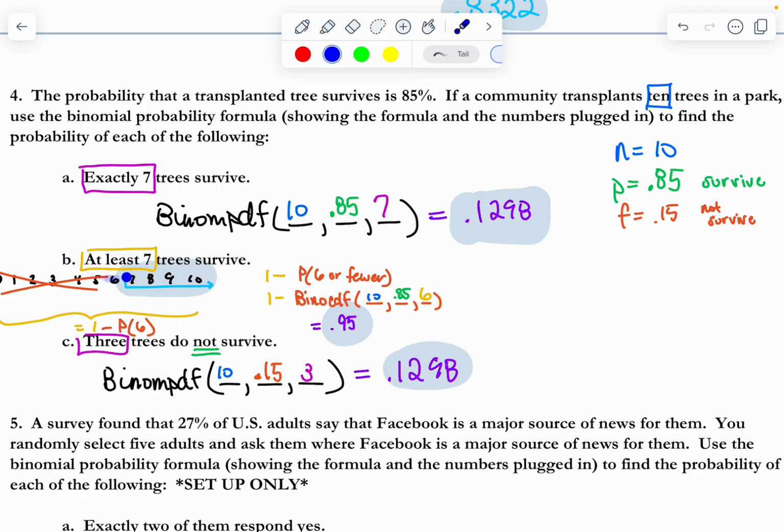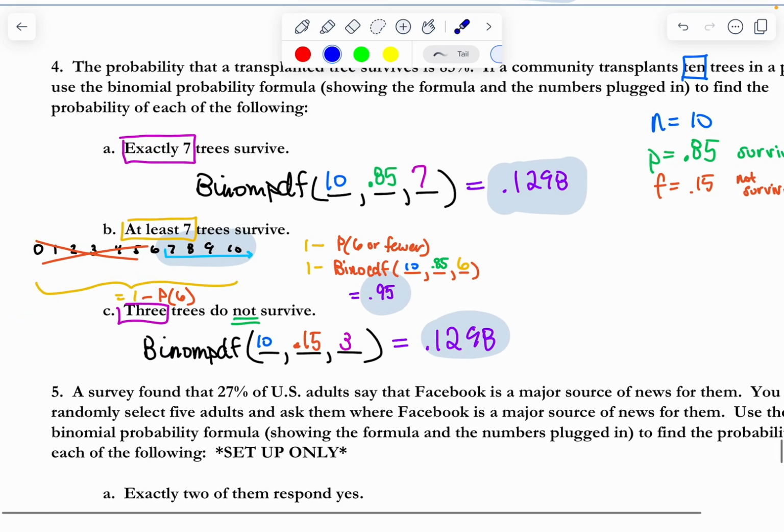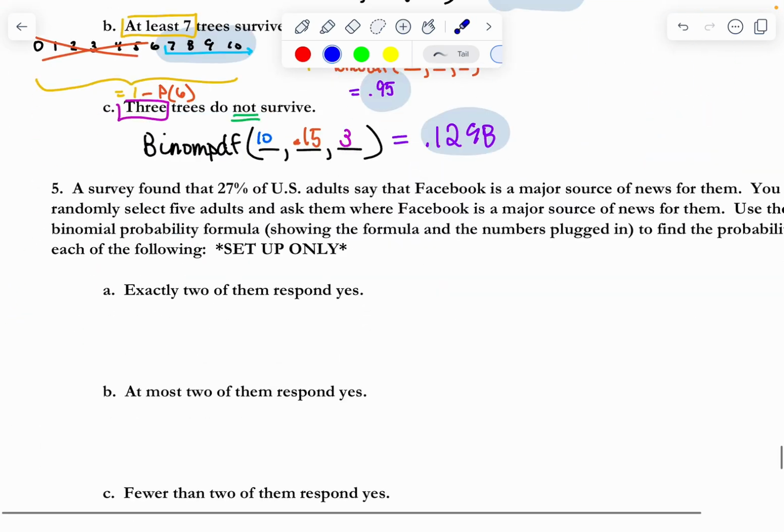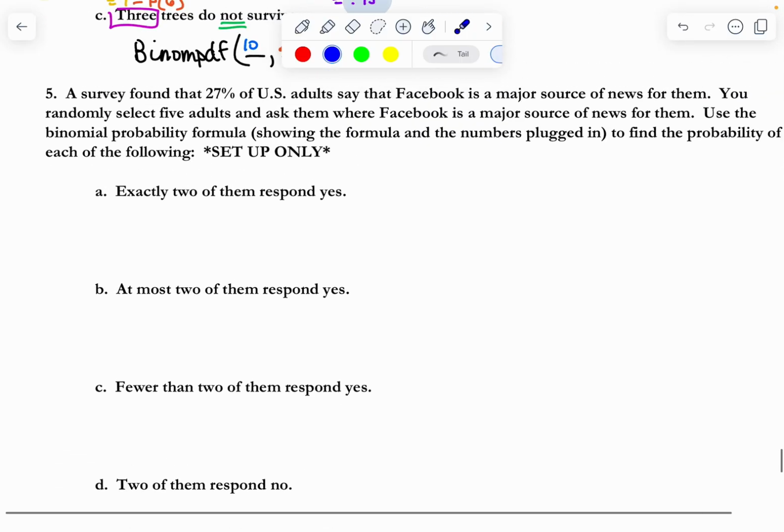And then we have our special case phrase of "at least something," and we talked about the strategy to do that: 1 minus binom CDF of 6 or fewer to get that probability. Okay, let's try one more. This time we're not going to get the decimals. We're not going to type them in our calculator. We're just going to look at how to set them up.